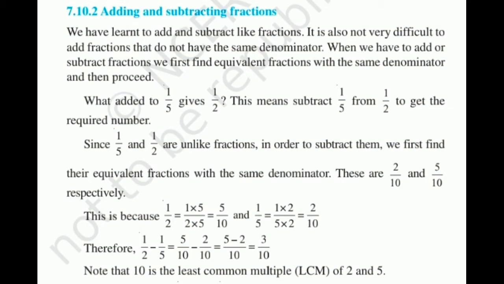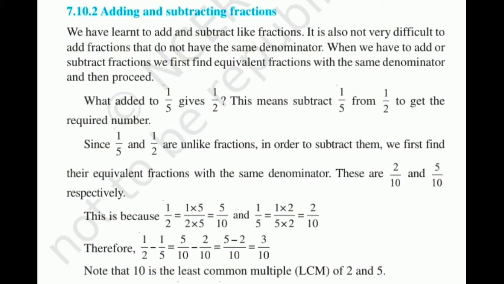What added to 1 by 5 gives 1 by 2? This means subtract 1 by 5 from 1 by 2 to get the required number. Since 1 by 5 and 1 by 2 are unlike fractions, in order to subtract them, we first find the equivalent fractions with the same denominator. These are 2 by 10 and 5 by 10 respectively.